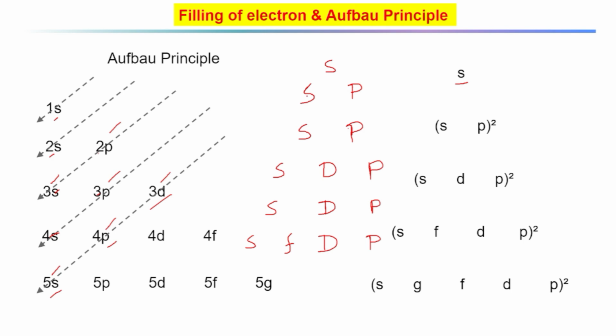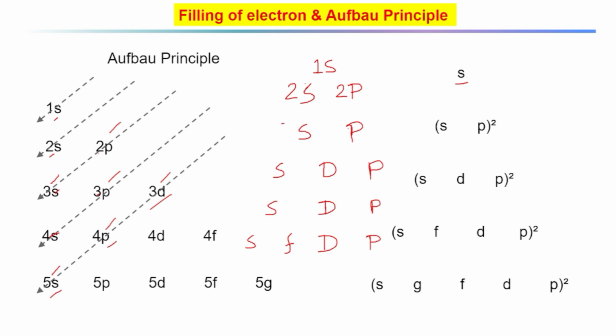Now this is a kind of pyramid-like order, right? First we have s on top, then sp, again sp, then sdp, again sdp. Now you have to remember, these s and p are actually ns and np, which means this one is the first row, right? So this one will be 1s. Now this s and p, these are in the second row, so it will be 2s, 2p.